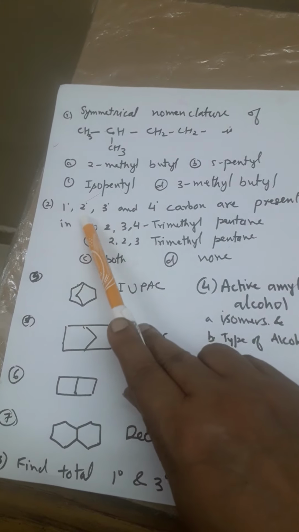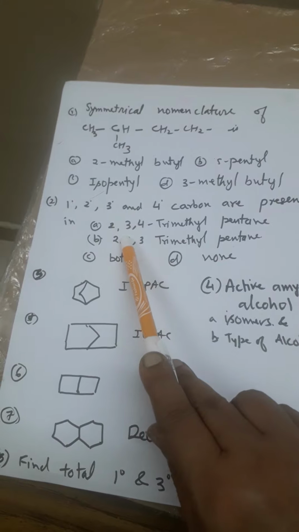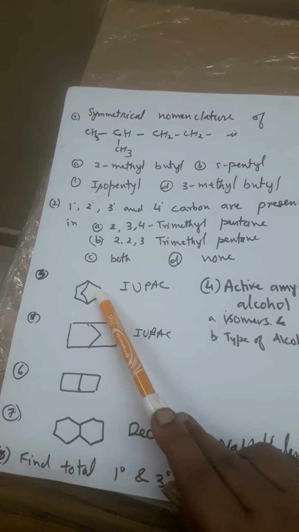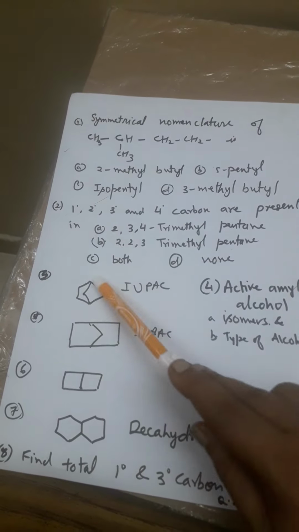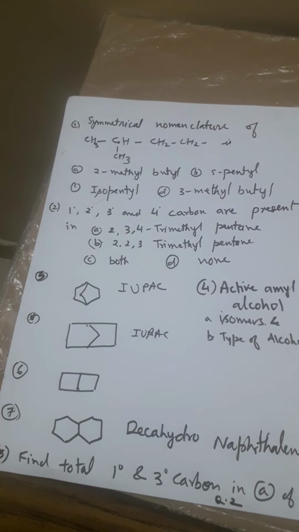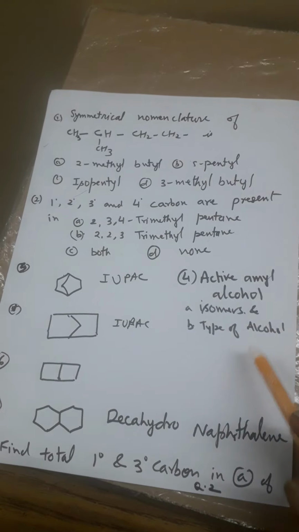Second question: 1 degree, 2 degree, 3 degree and 4 degree carbon are present in A, B. These two compounds are given to you, you have to select which one. And then this compound, the bicyclo compound we have discussed earlier, draw these structures. And then active amyl alcohol, you have to write down the IUPAC naming as well as how many isomers it will form and the type of alcohol.